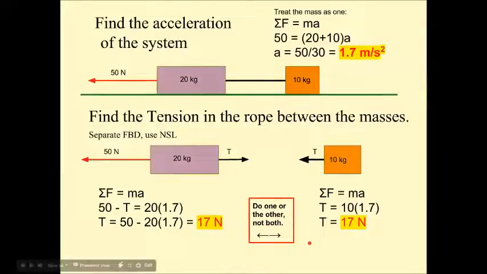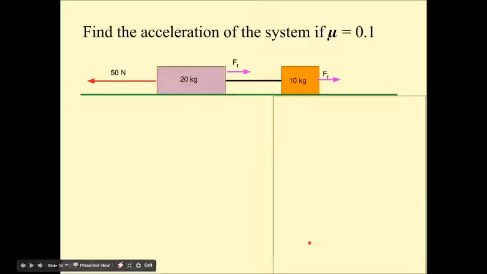Now, a twist: if we take the same system, but put it on a friction surface, with a coefficient of friction of 0.1. That, of course, is the kinetic friction because we're assuming that it's already moving. So now we have a friction force from the 20 kilogram mass. We also have a friction force from the 10 kilogram mass.